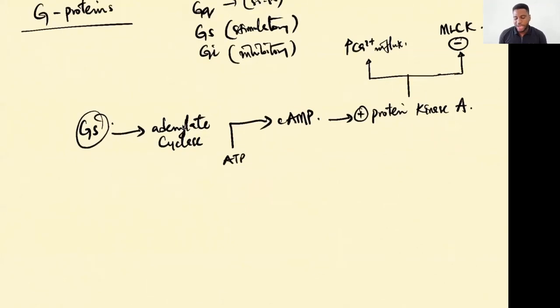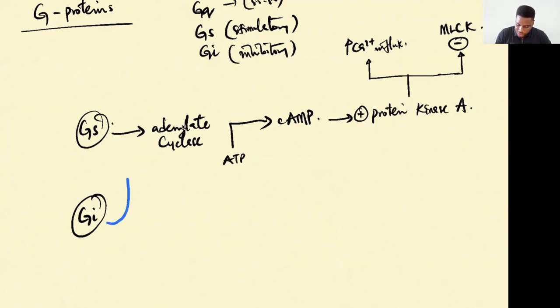And then we have to ask what receptors are GS coupled, but we'll come to that in a bit. The second receptor we have is GI receptors. All I want you to remember is GI is an inhibitor of the GS system.